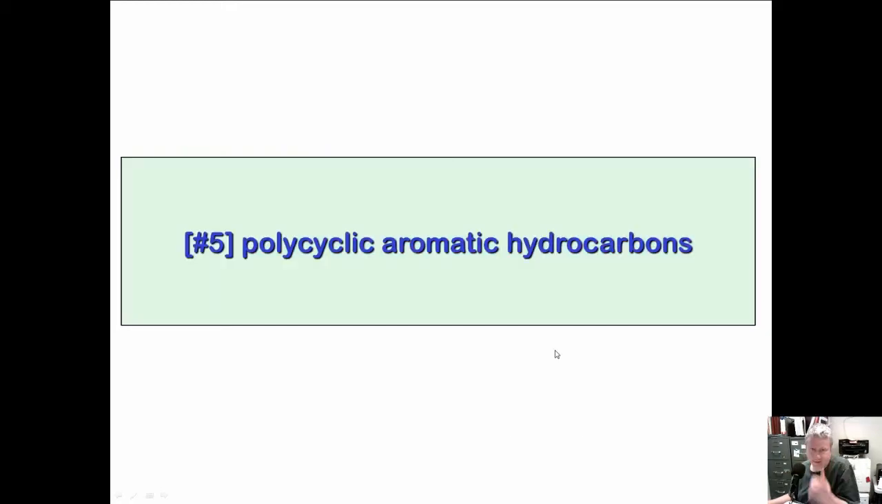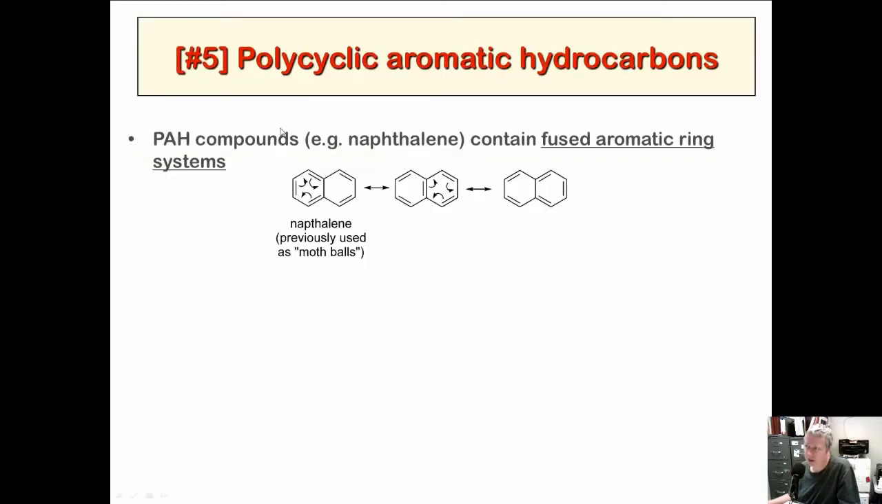Okay, so let's talk about polycyclic aromatic hydrocarbons briefly. You've seen some of these probably in your day-to-day life. One of the PAHs that's pretty common is called naphthalene. Naphthalene is a fused aromatic ring system, and it's called mothballs. It was actually used for the longest time as a way to kill moths. So you put this in your closet and coats or whatever, so that moths don't eat up all your clothing.